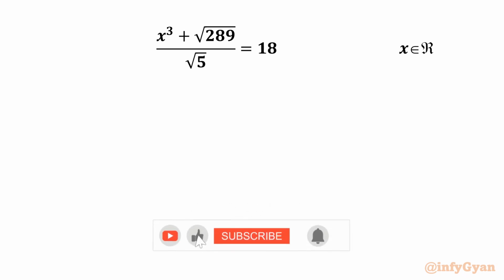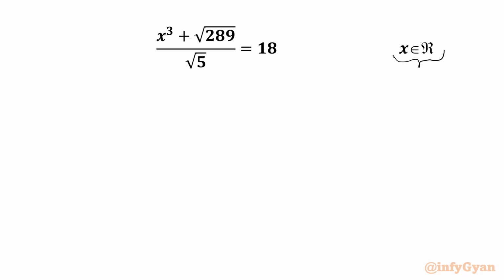Today in this video we have one very interesting question from algebra. x cube plus square root 289 over square root 5 equal to 18. We have to find out real values of x. So let's get started. I will cross multiply.